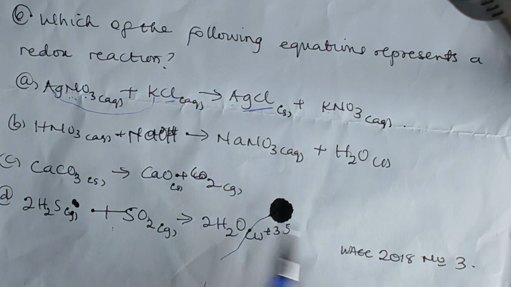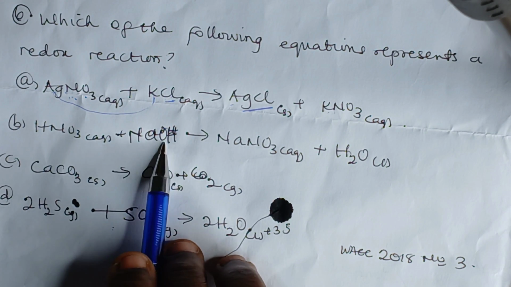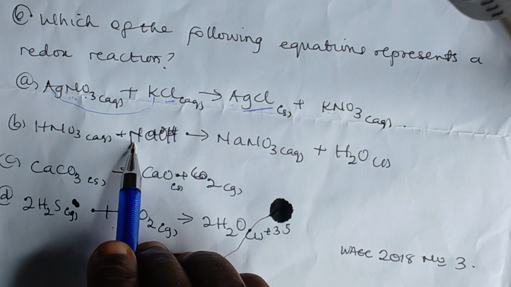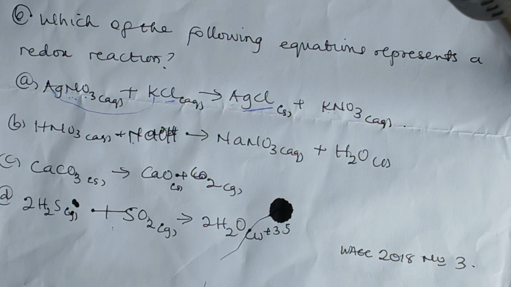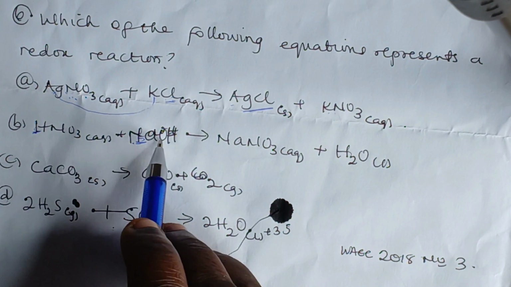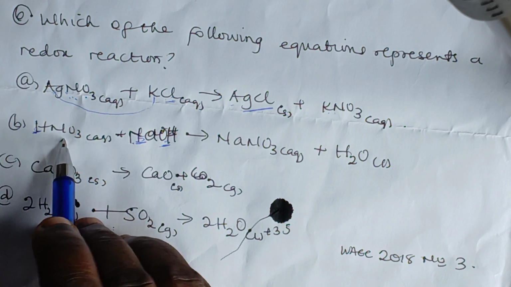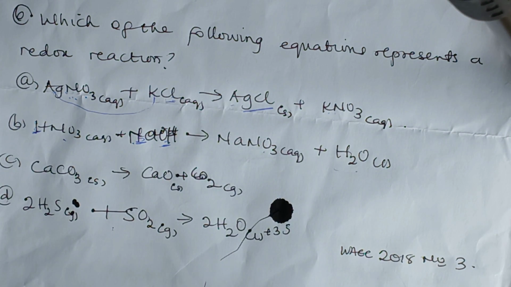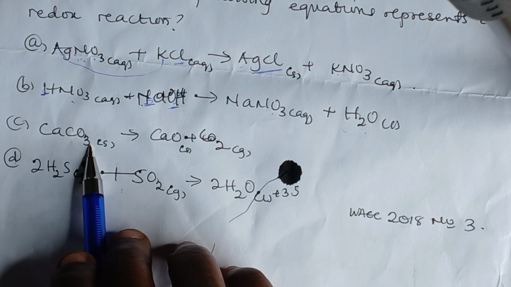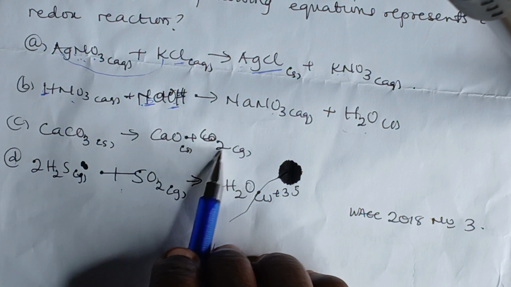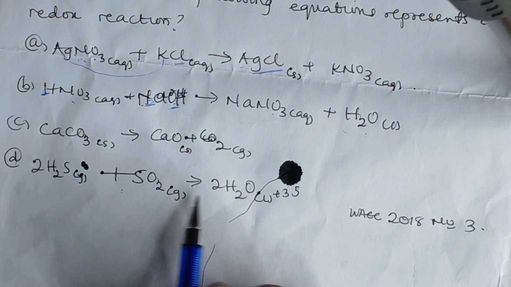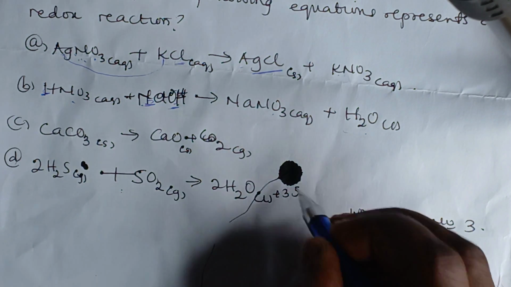The next one is trioxonitrate 5 acid and sodium hydroxide. This is a neutralization reaction, and it's also a kind of double displacement reaction, because sodium is powerful compared to hydrogen and displaces hydrogen, and hydroxyl displaces trioxonitrate 5. The next one is thermal decomposition by heating calcium carbonate. We end up getting calcium oxide and carbon dioxide. And lastly, hydrogen sulfide and sulfur oxide react together to give you water and sulfur.